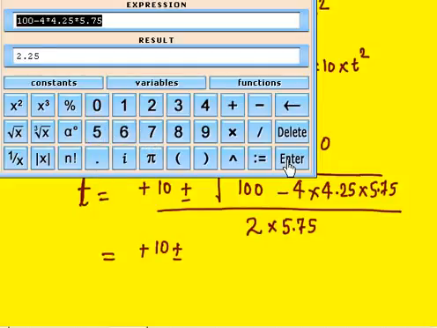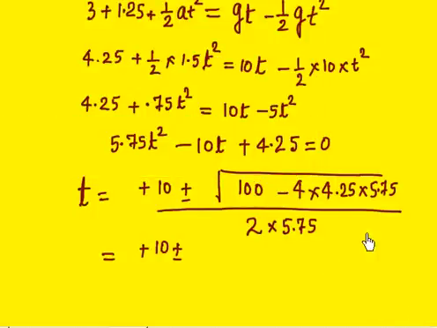So this value is 2.25, and the root of 2.25, everybody knows, is 1.5. So this is 1.5 meters, quite a good value. Then this is 1.5 divided by 2 into 5.75, that is I think 11.5, so 11.5.